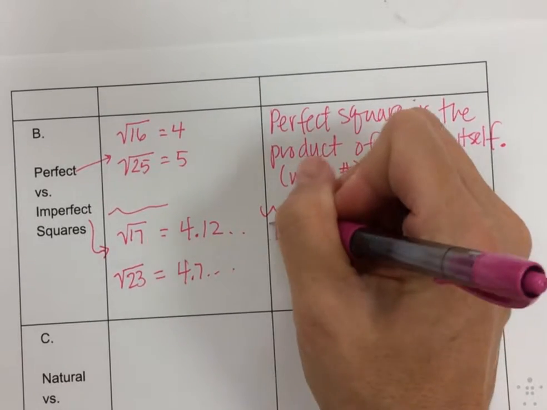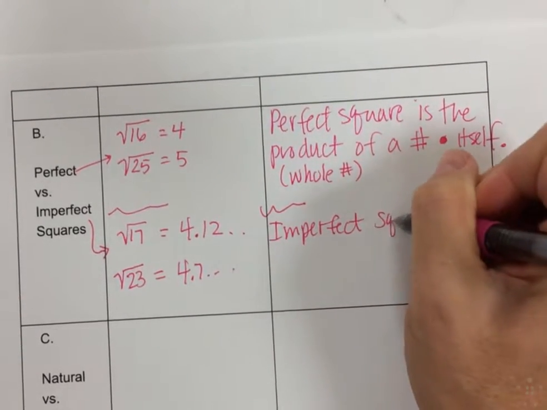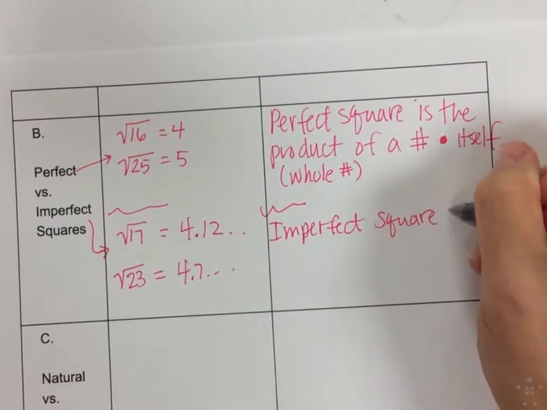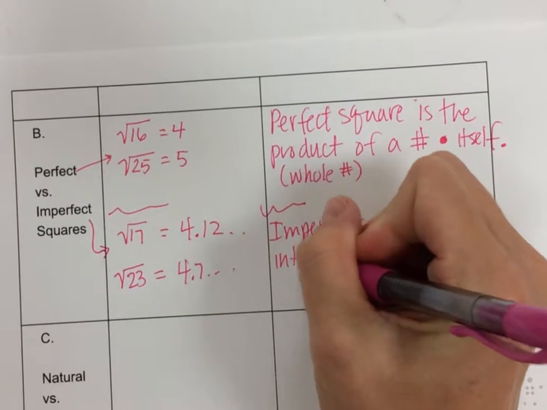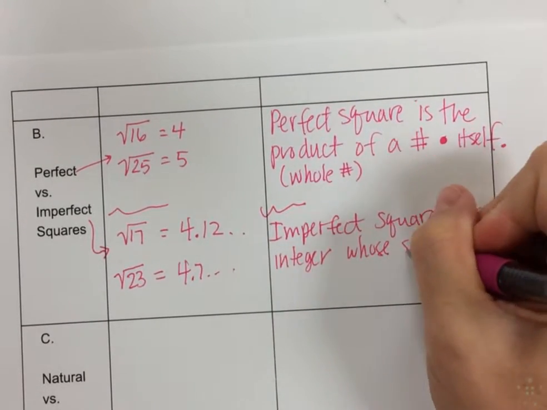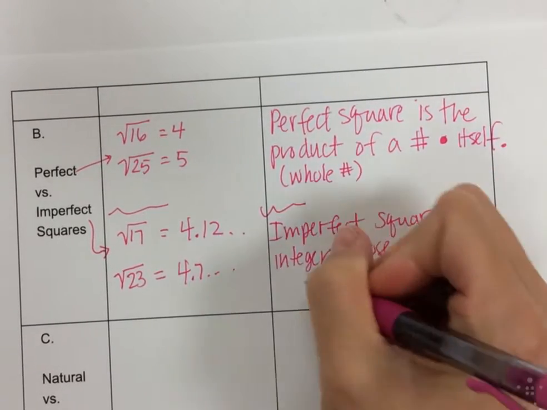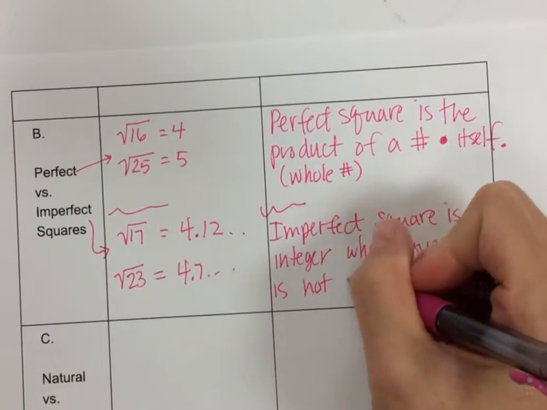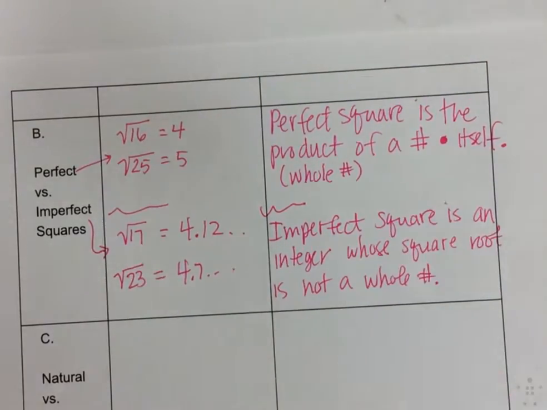And if it's an imperfect square, an imperfect square is an integer whose square root is not a whole number. So an imperfect square is an integer whose square root is not a whole number.